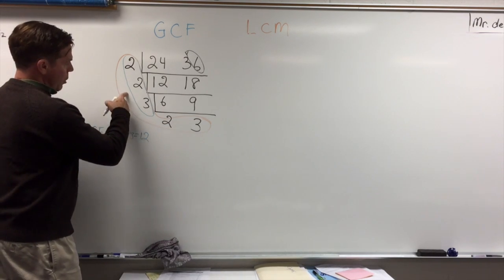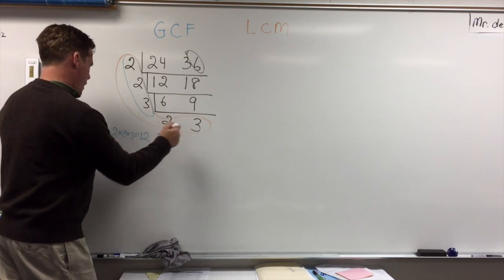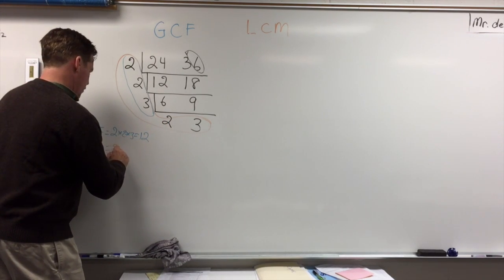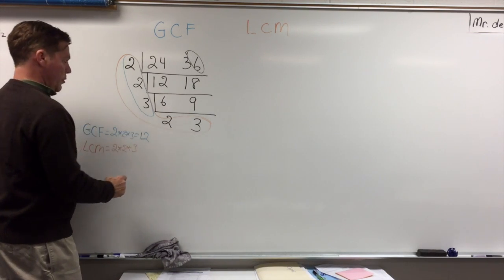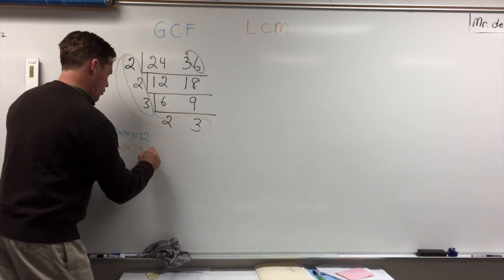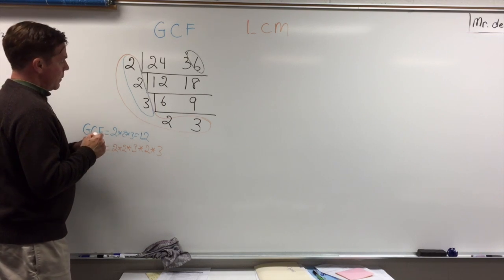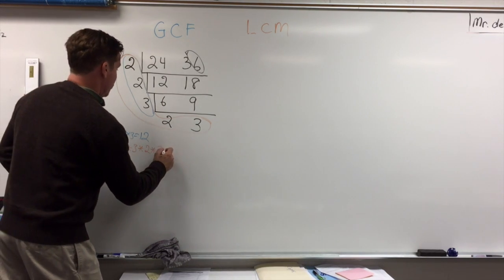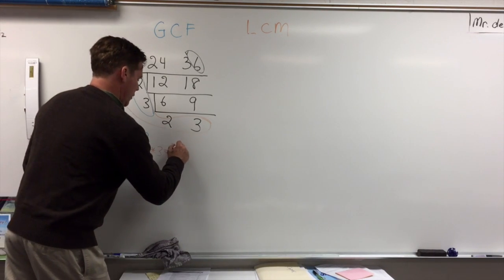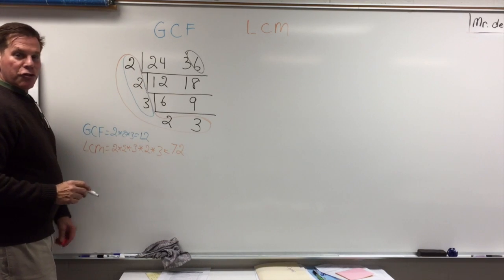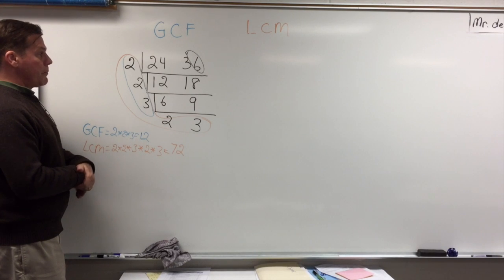Okay? Now, I already know that this is 12, so all we need to do is figure out what is 12 times 6. So it's really going to be 2 times 2 times 3, which is what we started with, times 2 times 3. Okay? And that's going to give us our least common multiple. So we have 12 times 6, which is 72. That's going to be our least common multiple. Okay?